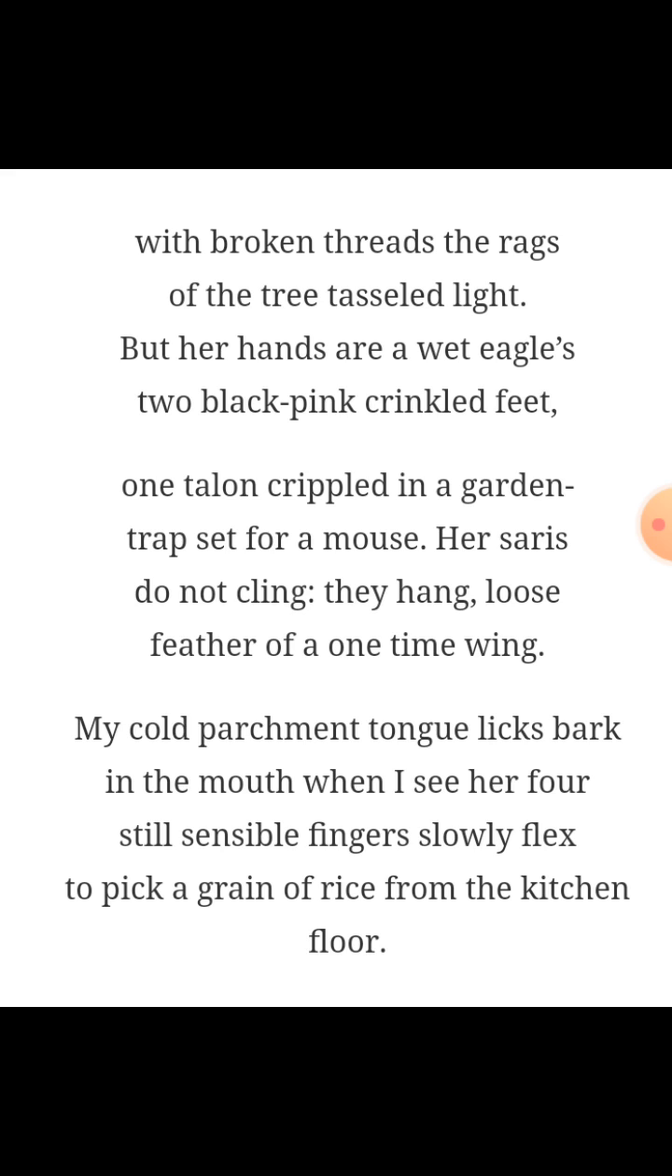All the images of the previous stanzas come together to depict the mother in her current older state, reaching down to pick a grain of rice from the kitchen floor. The speaker draws attention to the way her fingers slowly flex. They are sensible and simple in their actions. He sees her whole history in this movement, from her silken soft youth to the rainy troubles of her aging years to her current sensible existence.